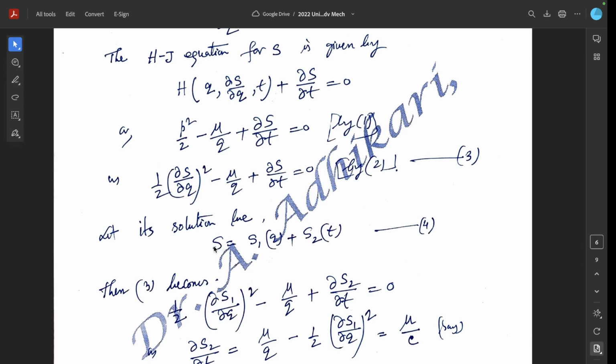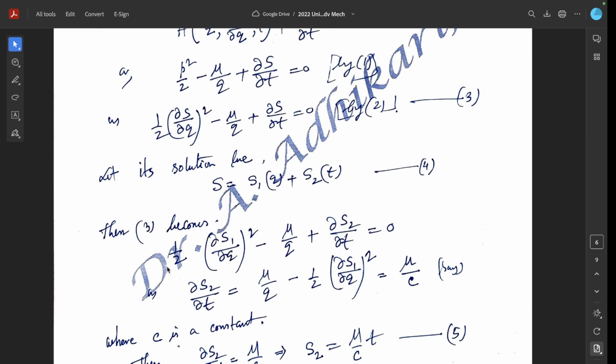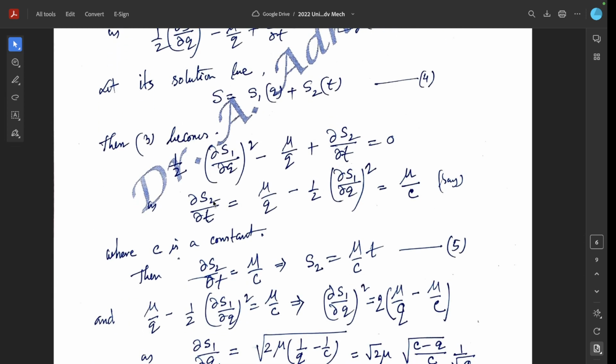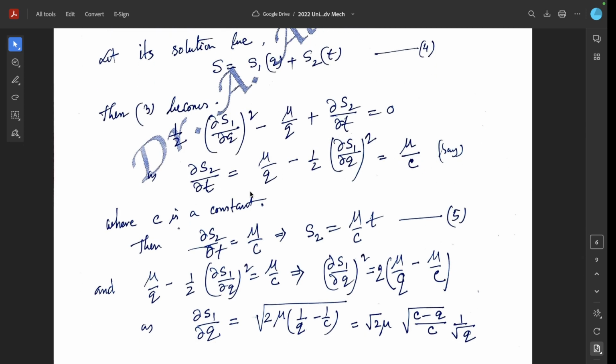Its solution: S equal to S1, a function of q, plus S2, a function of t. Then 3 becomes a half of (del q S1) square, minus mu by q plus del t S2. This is a sum of two functions S1 and S2. S1 is a function of q and S2 is a function of t. So we get del t S2 equal to mu by q minus half (del q S1) square. This equals mu by c, say, where mu is constant.